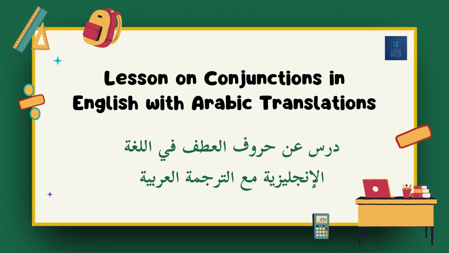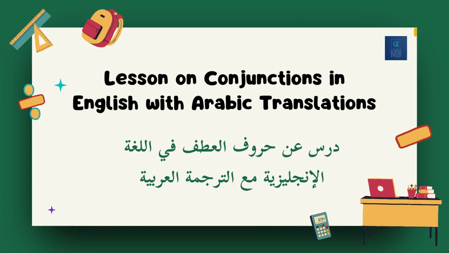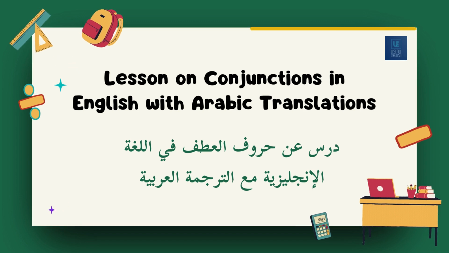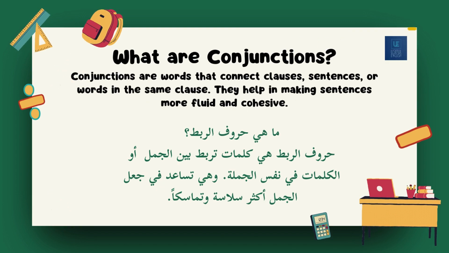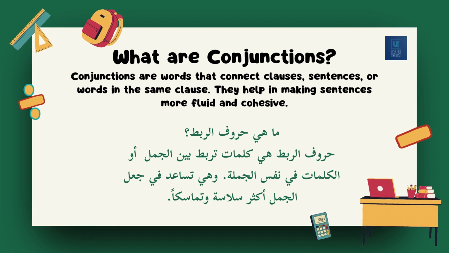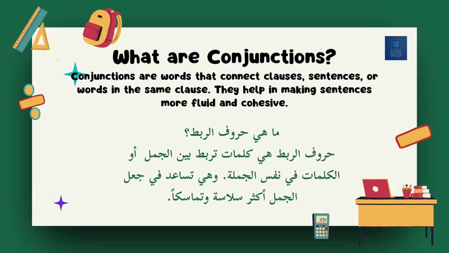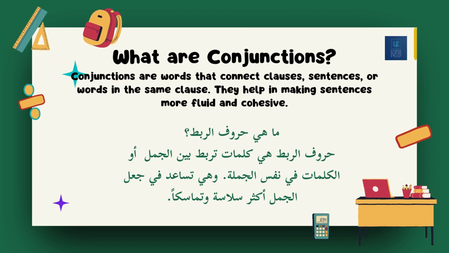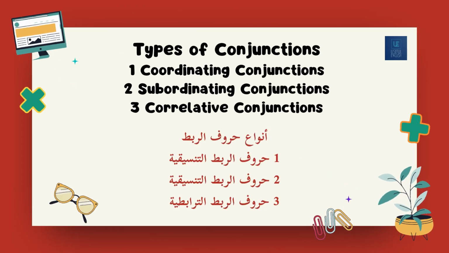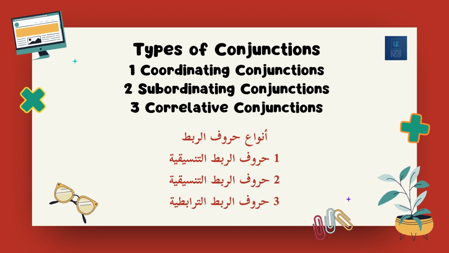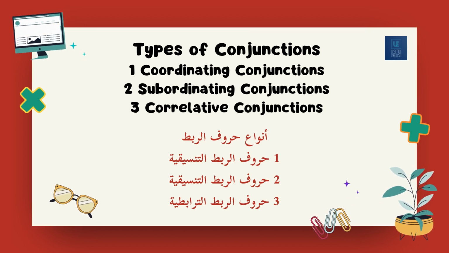Lesson on conjunctions in English with Arabic translations. What are conjunctions? Conjunctions are words that connect clauses, sentences, or words in the same clause. They help in making sentences more fluid and cohesive. Types of conjunctions: coordinating conjunctions, subordinating conjunctions, correlative conjunctions.